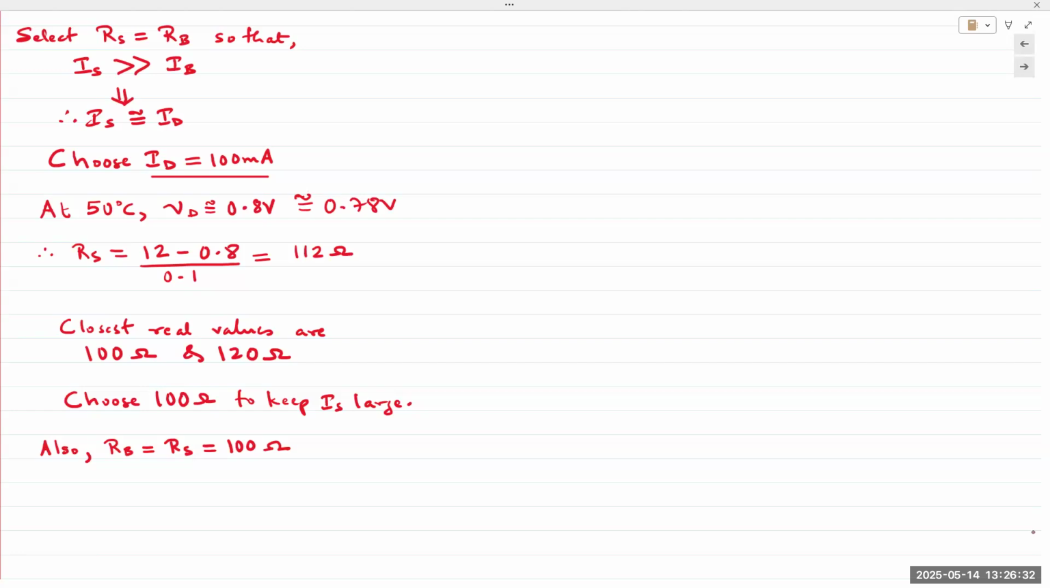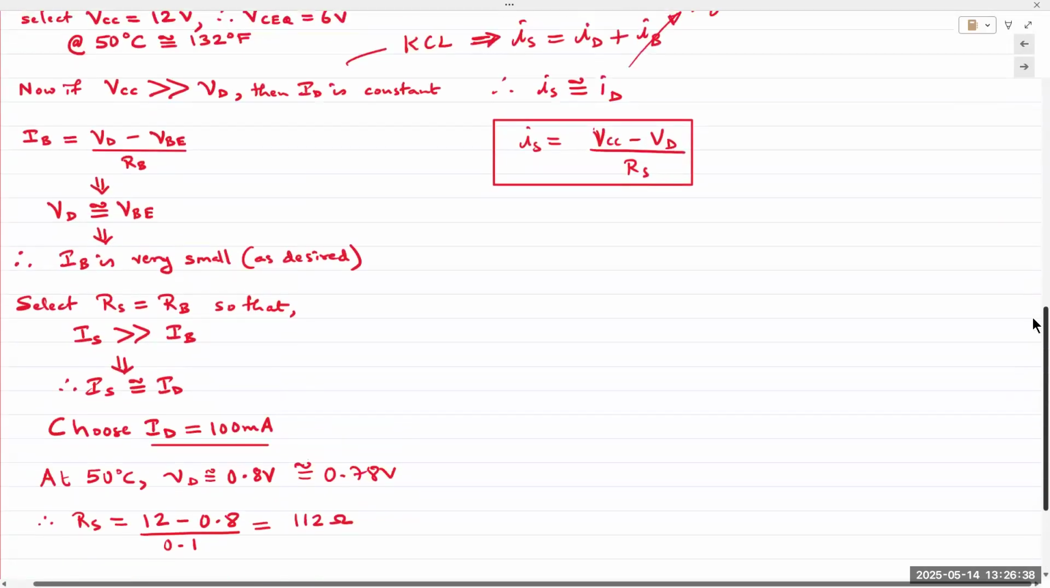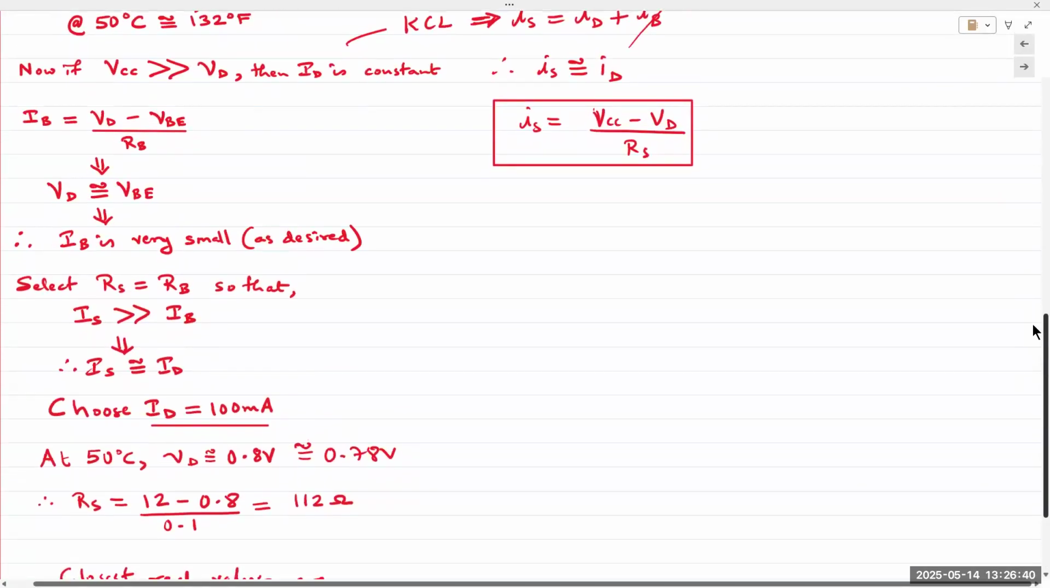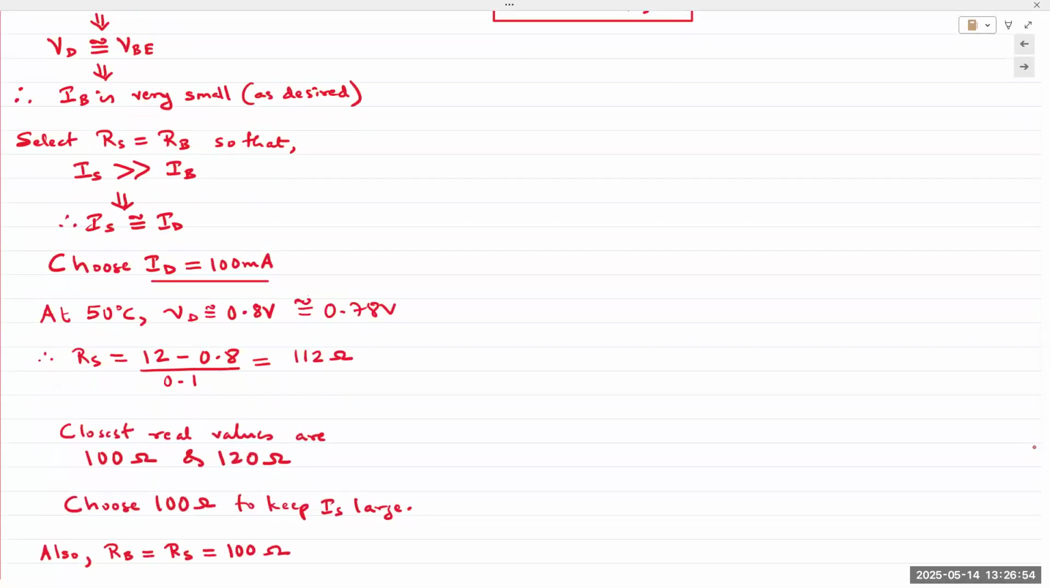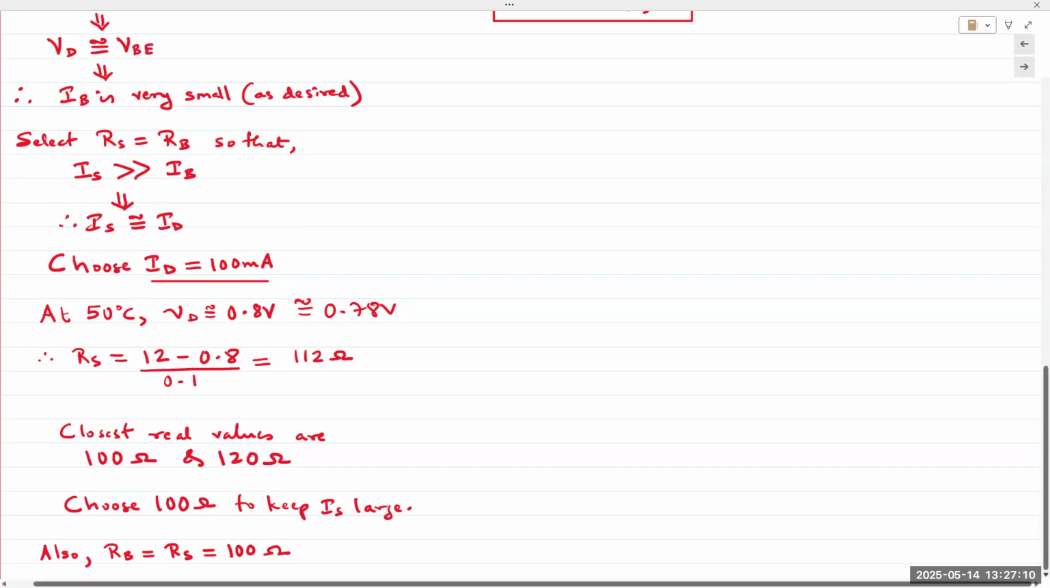So we'll choose the lower resistor value so that current is larger than our desired current. We can go larger, but we should not be going lower. If we go lower, then the diode voltage will drop. If the diode voltage drops, then the base current will not flow into the base. It will actually flow out. So we don't want that. So we choose a lower value for the resistor, which is 100 ohms. When IS is large, then IB will flow into the base. All right, so we choose RS as 100 ohms.